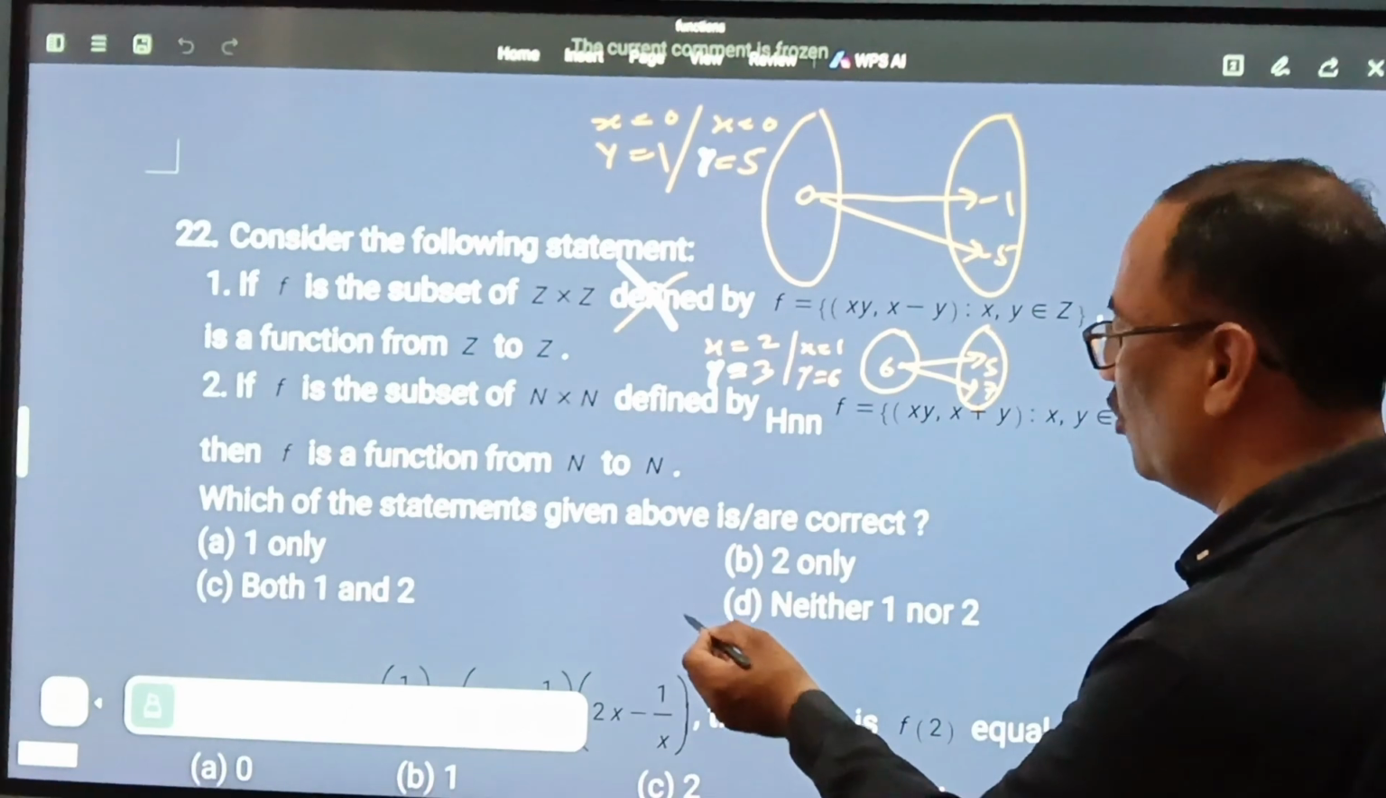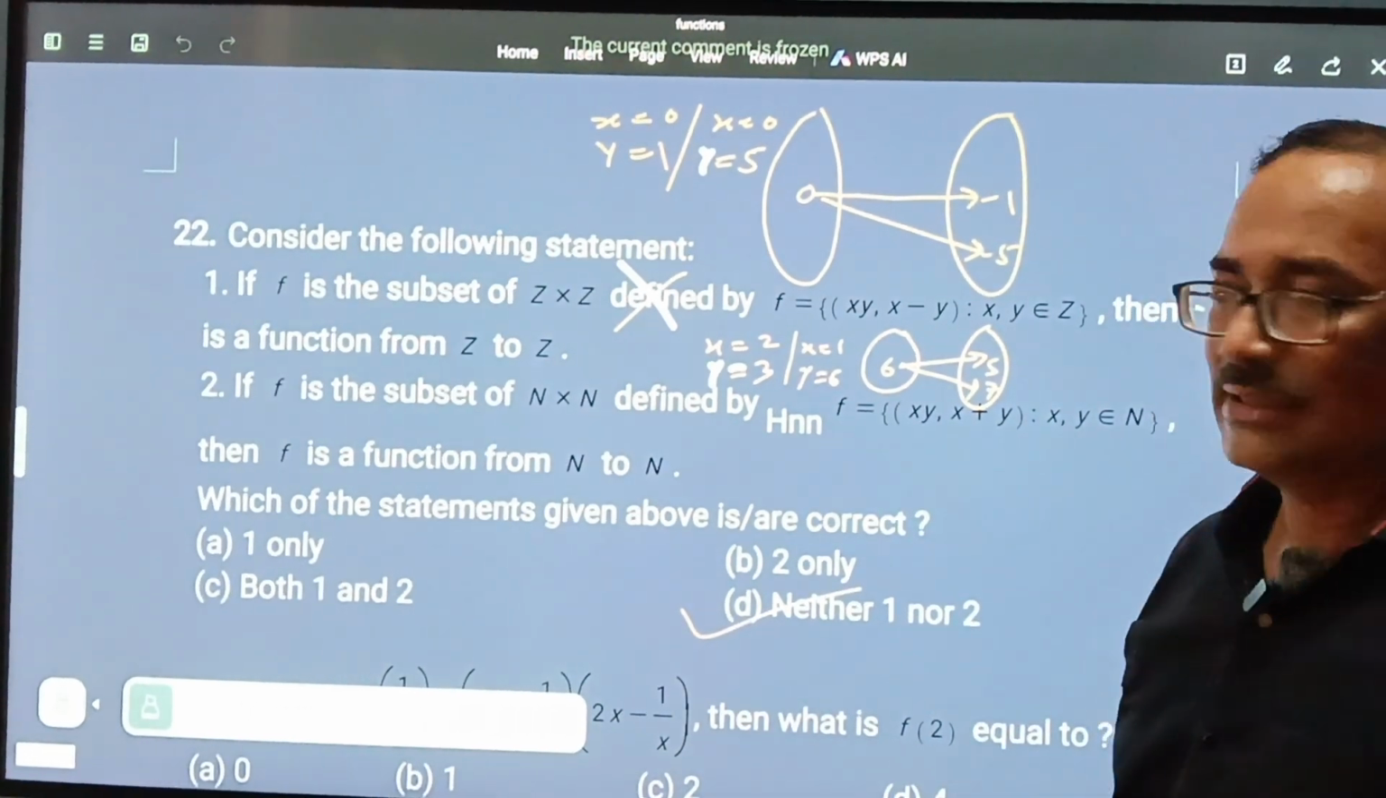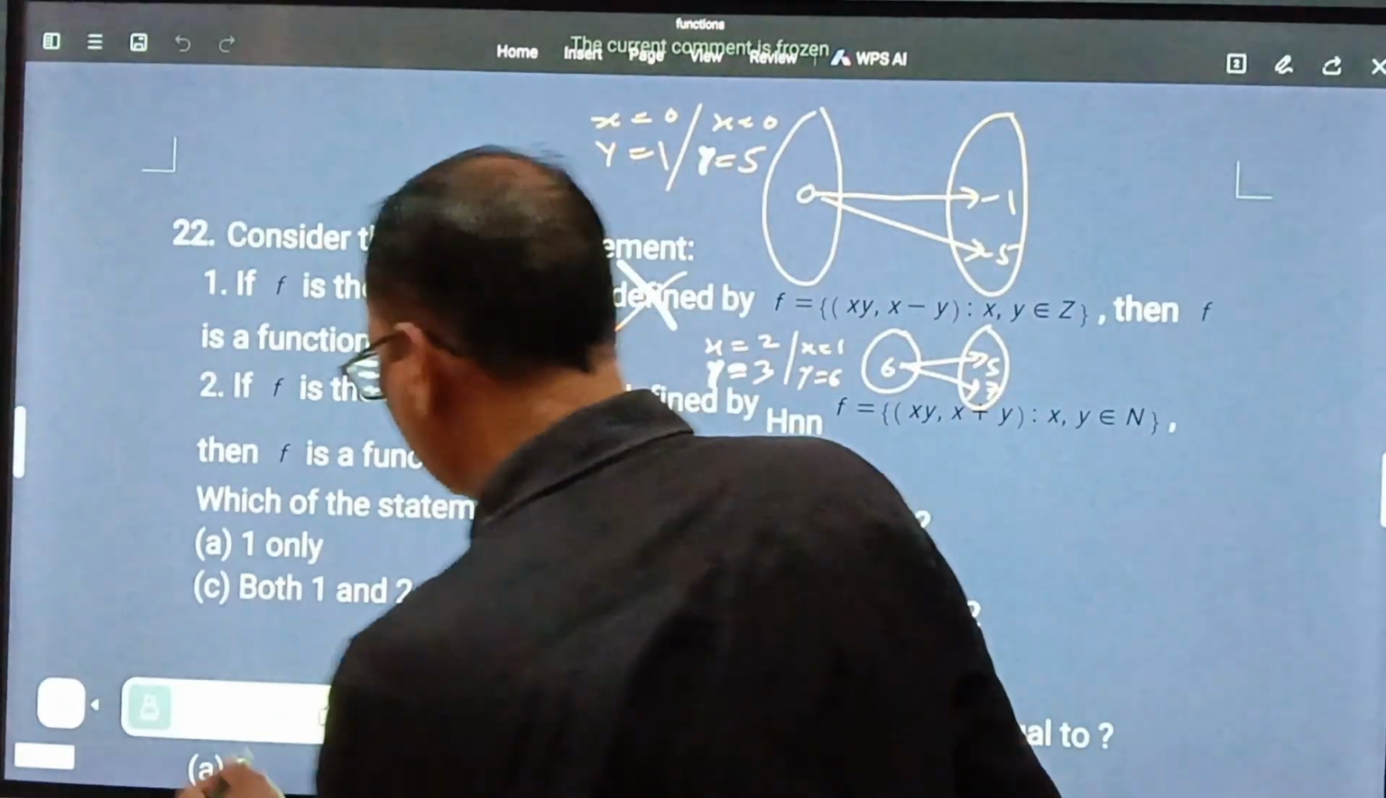Hence the correct option is neither first nor second. So this is very easy for us, definitely we can.